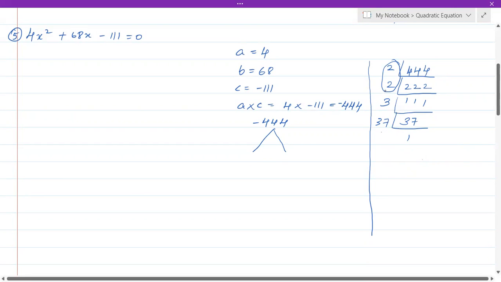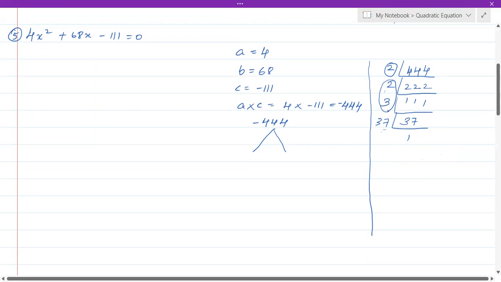Okay, so let's try some other different group. Let's say I will take this 2 and 37 as one group, 2 and 3 as another group, these two as one group. So 2 into 37 gives you 74, 2 into 3 gives you 6. If I multiply, I'll get definitely 444, but if I subtract, will I get 68? Definitely we will get 68. Therefore the correct numbers are 74 and 6.